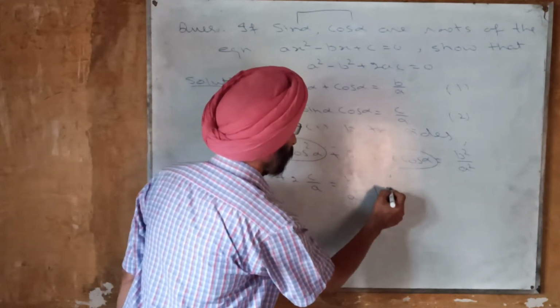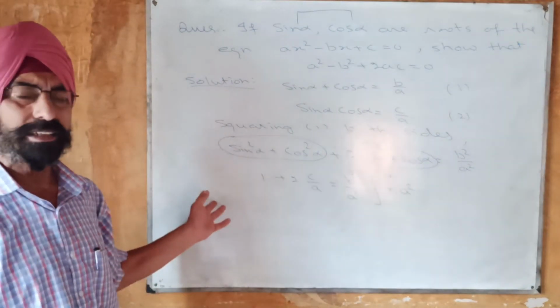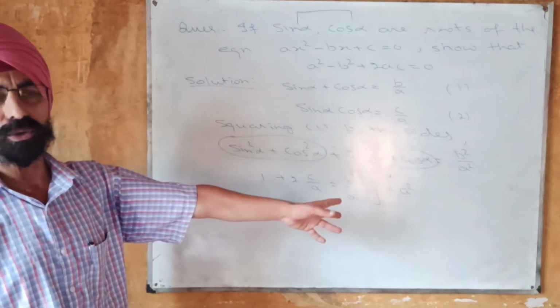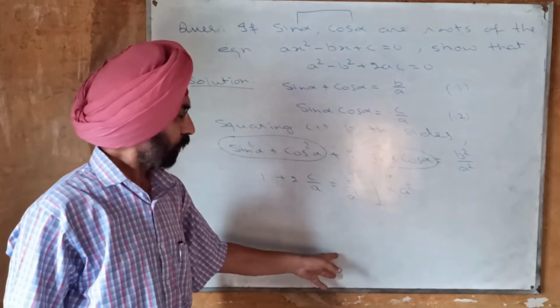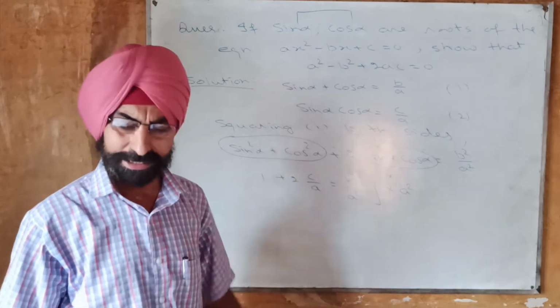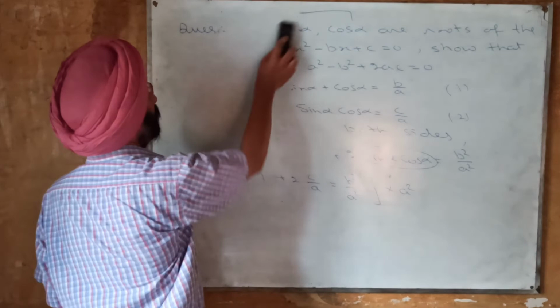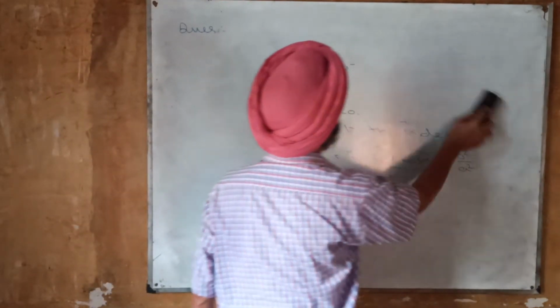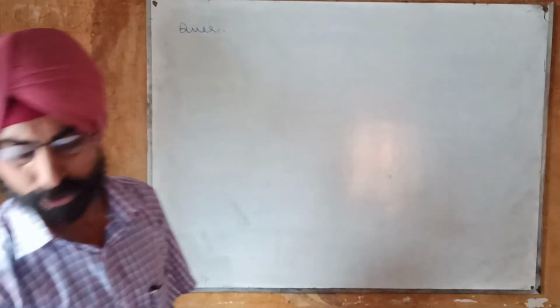Now you just have to multiply both sides by a square and then collect terms on the left hand side. Keep the right hand side equal to 0 and you will get the required result. I am not going to prove these two steps because they are very easy. So I am going to move on to the next question, which is based on the values of angles of trigonometric functions.